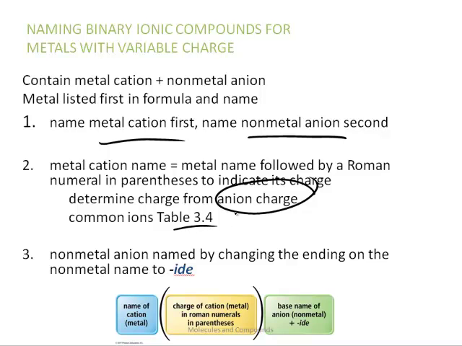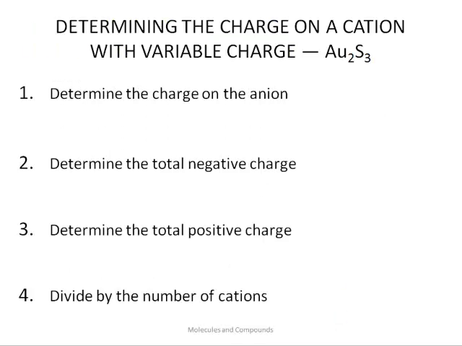Remember we have that common ion table in 3.4, as well as a polyatomic ion table, which we'll speak of next. And again, no different there. We're going to leave IDE on the end. So here we have our general scheme: metal name, charge as Roman numerals, and then the anion with the IDE if that applies. As we said, we need to determine the charge on the metal, which can have multiple charges, from the anion's charge.